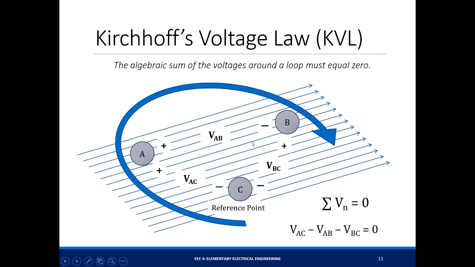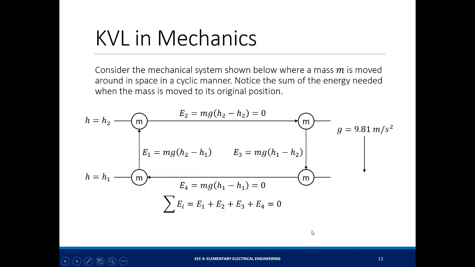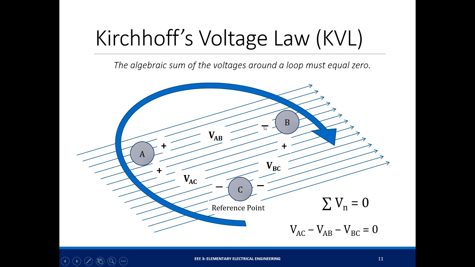So what is Kirchhoff's voltage law then? Kirchhoff's voltage law says that the algebraic sum of voltages around a loop must be equal to zero. So the summation of voltages here, when you go around from A to B to C to back to A, you get the sum of voltages equals zero. Alright, so how do you quantify that? By convention, if you move from the negative to the positive, you get a positive voltage. If you move from positive to negative, you get negative voltage.